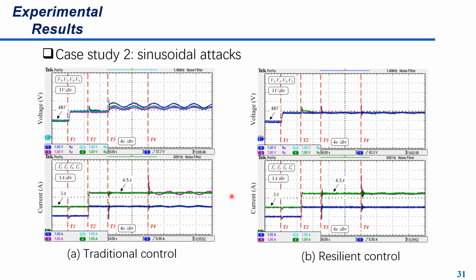The same case result is here, where sinusoidal attacks are injected at T3 and T4. And as you can see, there are tracking errors here and here, and the proposed control is able to achieve no tracking error performance and guarantee the system stability.